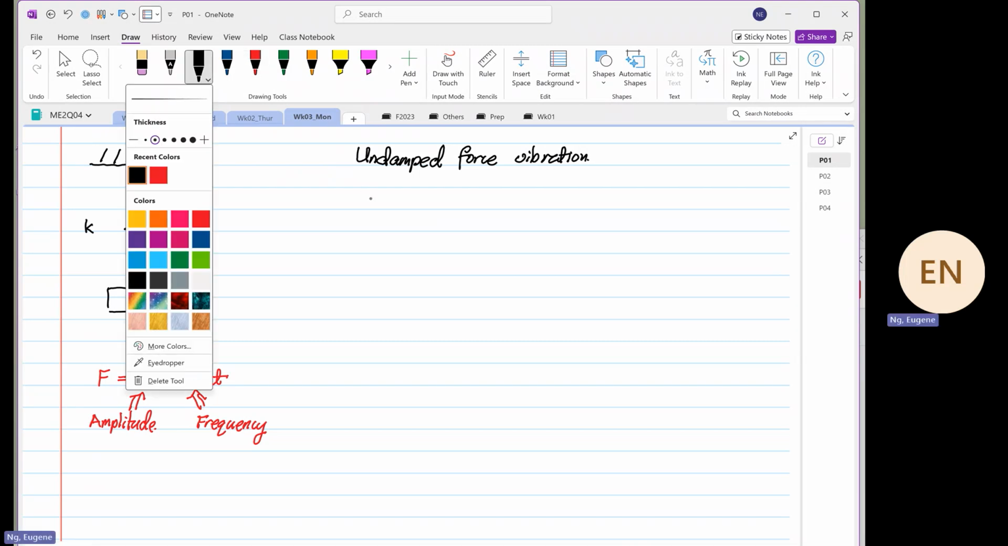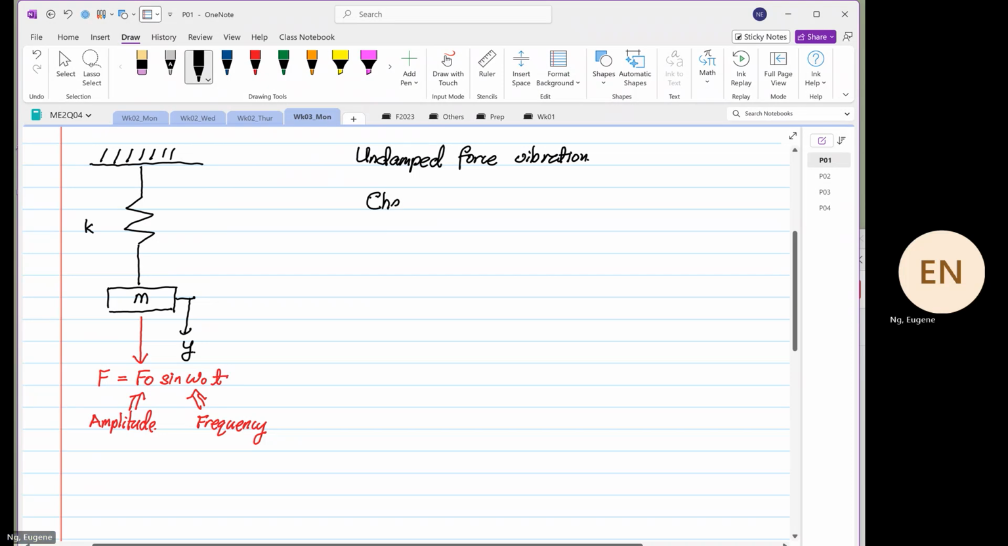So the characteristic equation is in the form of m d squared y over dt squared plus k y. We drop the damping term, because there's no damper. And this will be equal to F naught sine omega naught T.